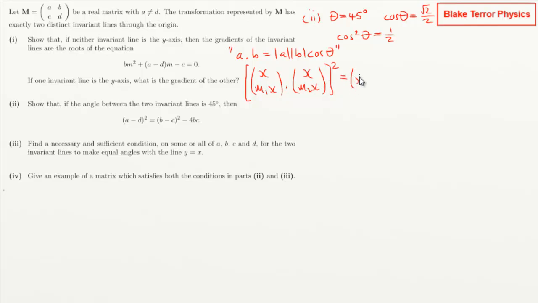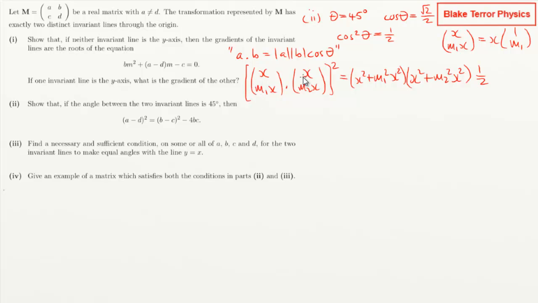So that's going to be x squared plus m1 squared x squared. Should have got rid of these x's before I started, because they're all going to cancel. And then the square of the magnitude of b is x squared plus m2 squared x squared. And then I've got cos squared, which is a half. Yeah, all of these x's are going to go away. So rather than writing the lines as x, m1 x, I should have said that is x times 1, m1, and all those x's are going to cancel. But I'll cancel them now anyway.